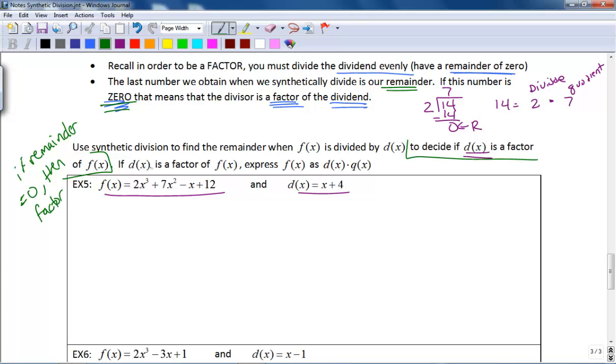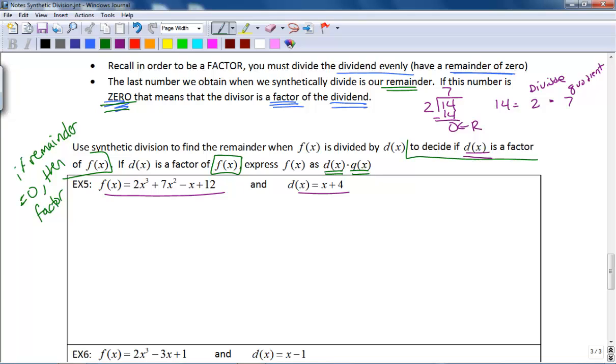Then it says, all right, if it's a factor, then you need to rewrite f of x as d of x times q of x. So if you are a factor, if your remainder is 0, you need to rewrite what you're dividing into, the dividend, as the divisor times the quotient. That's all it's saying. All right, let's look at a couple examples and this will make a little more sense.